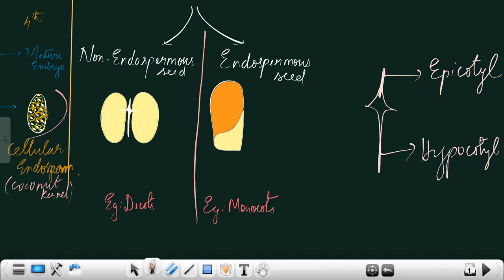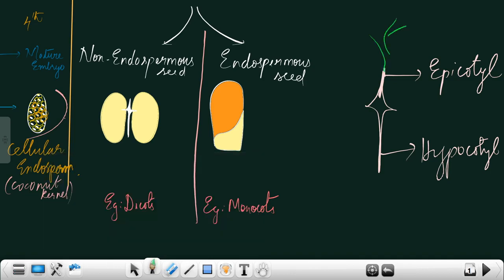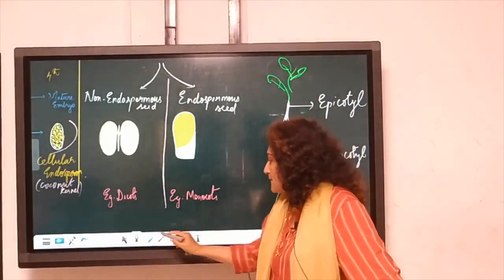The epicotyl gives rise to the plumule, which gives rise to the shoot system, and the hypocotyl gives rise to the radicle, which finally gives rise to the root system. So an embryonal axis has the upper portion called the epicotyl and the lower portion called the hypocotyl. It's common to both the seeds.